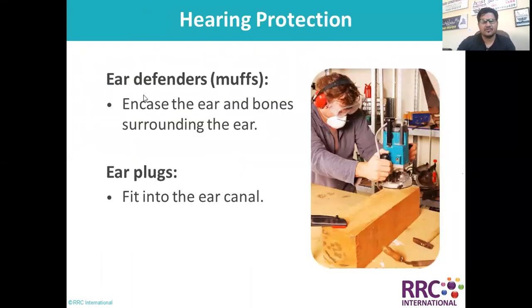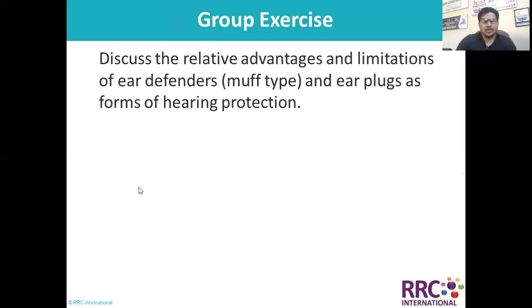Now, hearing protection is a game of ear defenders, like muffs, which cover the ear and the bones surrounding the ear, and earplugs, which fit into the ear canal. Now, discuss the relative advantages and limitations of ear defenders, or earmuff type, and earplugs as forms of hearing protection. What are the advantages and limitations? The discussion is open in the chat box. Take your time.